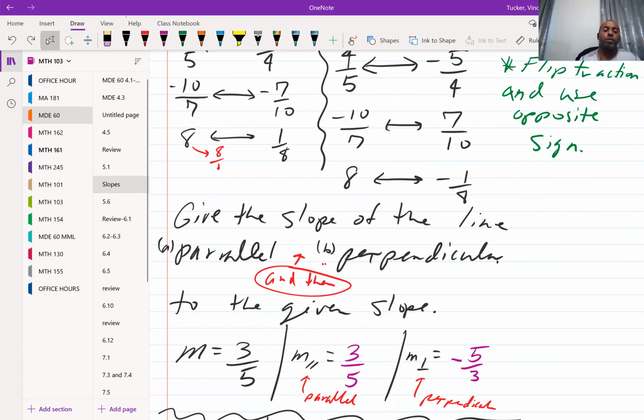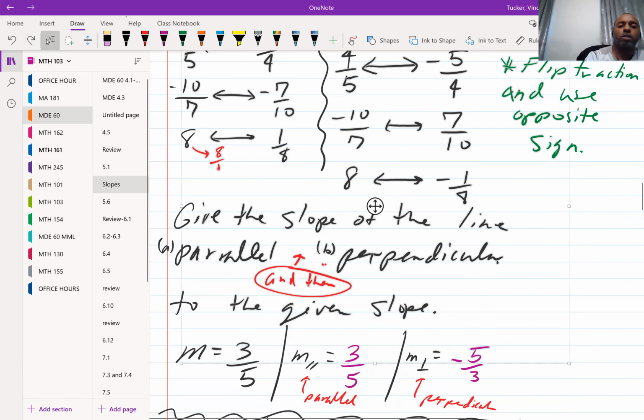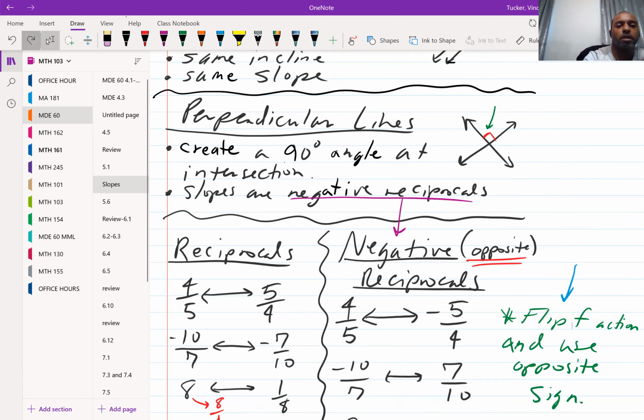All right, so the first one, if our original slope, oh no, what happened? Hold on, guys.